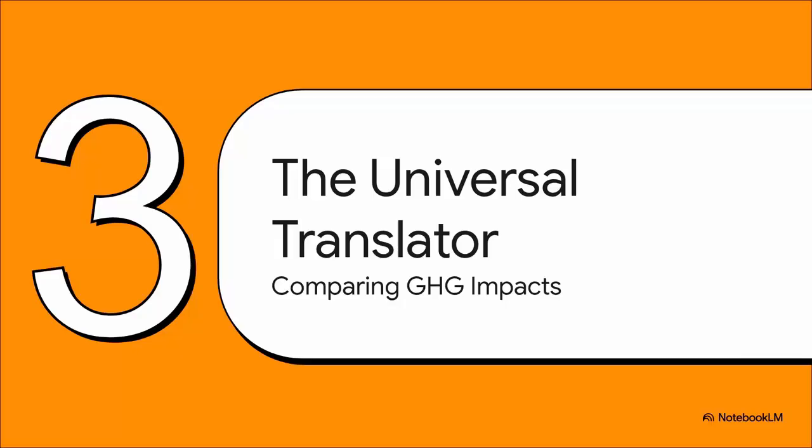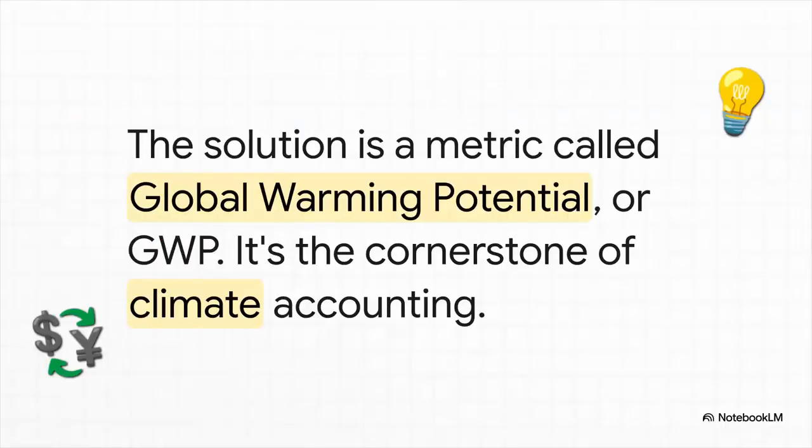So you've got these completely different gases. How do you compare them? I mean, you can't just add 1 ton of methane to 1 ton of CO2 and say that's 2 tons of warming. It doesn't work that way. Scientists needed a universal translator, a way to convert the impact of all these different gases into one common language. And that solution has a name. It's called Global Warming Potential, or GWP for short.